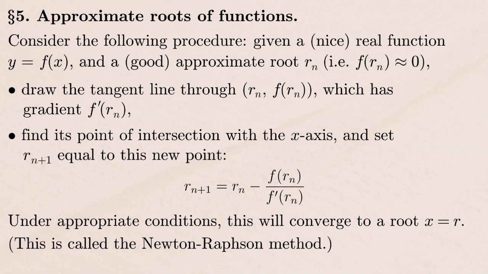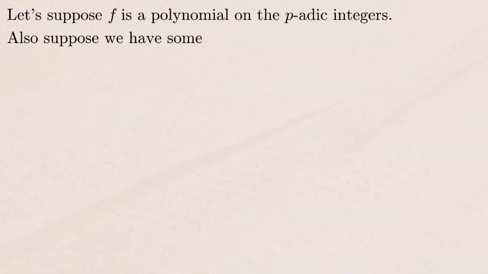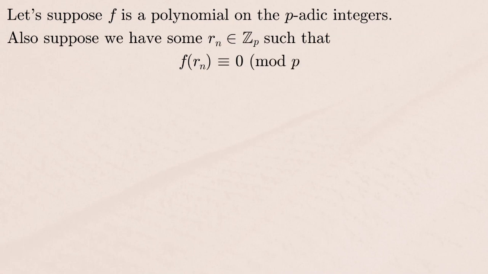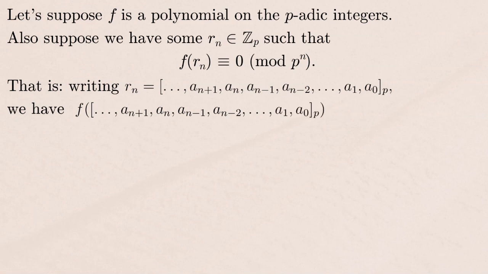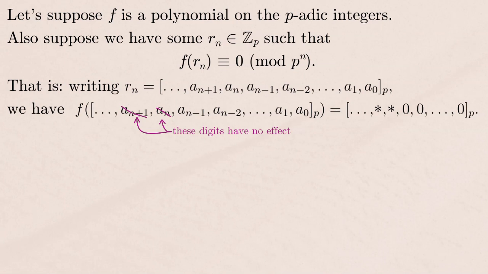Okay, with that in mind, let's change gears. Suppose f is a polynomial on the p-adic integers, and suppose we have some p-adic integer Rn such that f of Rn is very close to 0. Say, it's equal to 0 mod p to the n. In other words, if we write out all the digits of Rn as a0, a1, and so on, then we apply f. The last n digits in the p-adic representation of this result are all zeros. Now, this whole calculation is happening mod p to the n at this stage, so these digits on the left aren't going to have any effect on the end result, and these digits on the right might be non-zero.